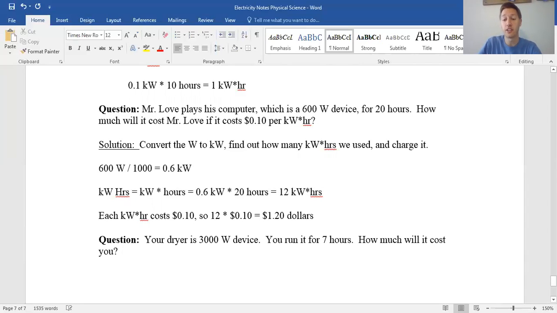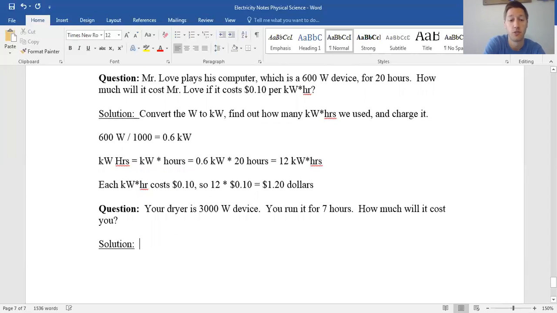So basically, we're going to do my laundry today. How much is it going to cost me to dry my clothes? Option 1, you put it outside, and the sun dries it for free. Option 2, you can turn the dryer machine on and it'll dry it for you. So what do we gotta do? We gotta first turn that wattage into kilowatts. So 3,000 watts divided by 1,000, that is a 3 kilowatt device.